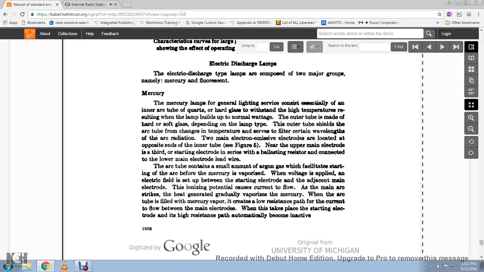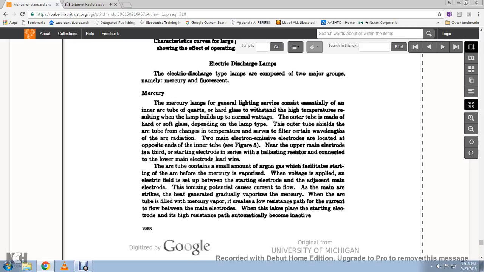There are two main electrodes. The electrodes are located at opposite ends of the inner tube. Near the upper main electrode is a third, starting electrode, and a series of balancing resistors is connected to the lower main electrode. The arc tube contains a small amount of argon gas, which facilitates starting the arc before the mercury is vaporized. Voltage is applied, and an electrical field is set up between the starting electrode and the adjacent main electrode.